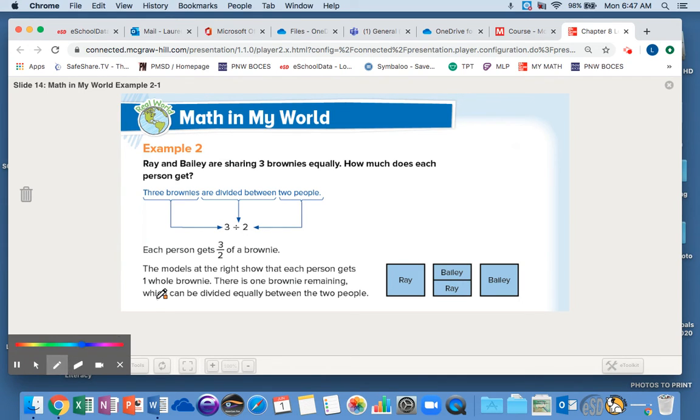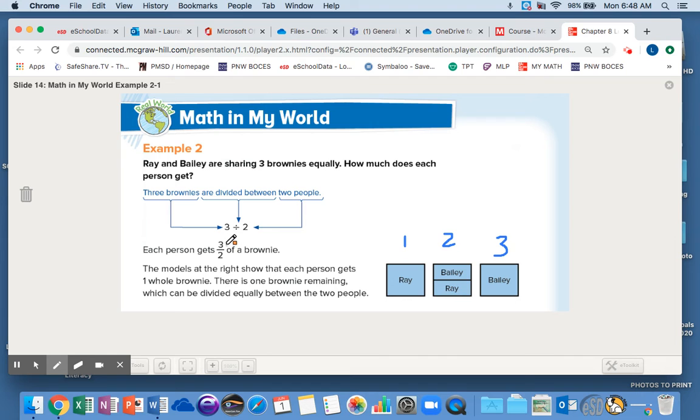Okay, let's see. It says Ray and Bailey are sharing 3 brownies equally. How much does each person get? Well, 3 brownies now are divided between 2 people. So looking at this, just say that these were the brownies. Okay, you have 1 brownie here, the second brownie here, and the third brownie here. If you had 3 brownies and only 2 people, you would each get 1 whole. Right? That would make sense. You wouldn't split them all because you could each have 1 whole. All right? And then the third one, you would want to split in half. Okay? So each of you, right?